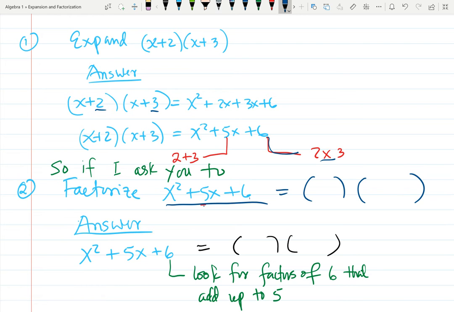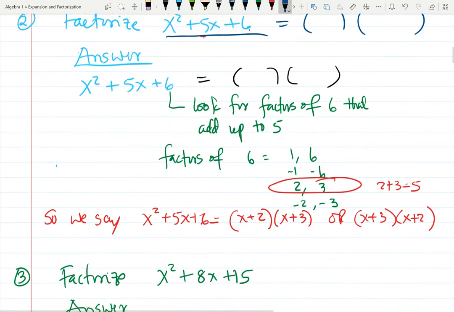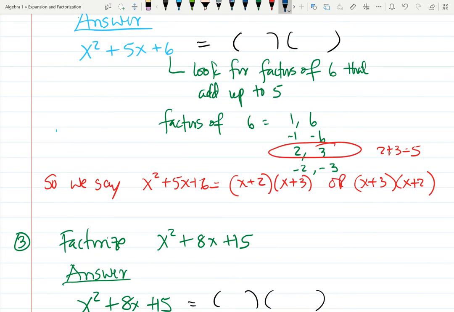Generally, if you're given this to factorize in this form, you look for two numbers that multiply to get 6, and the same two numbers must add up to get you 5. So we list the factors of 6. Here are some of the factors of 6, and you see only these two add up to 5. So we say x squared plus 5x plus 6 is x plus 2 times x plus 3. We are done. We factorize it.